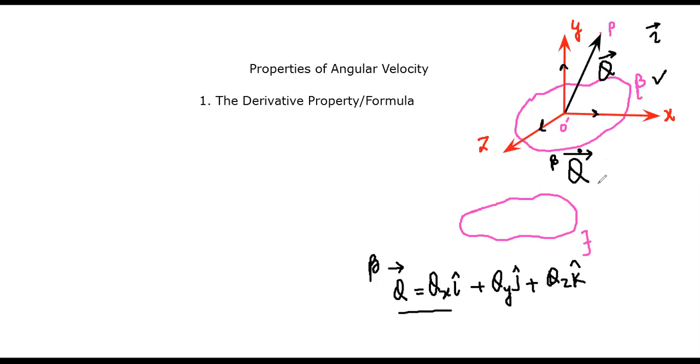Now we also have one more piece of information. As far as the beta frame of reference is concerned, the beta frame of reference is rotating with an angular velocity omega, and this angular velocity omega is with respect to the ground frame of reference. This is something very important.